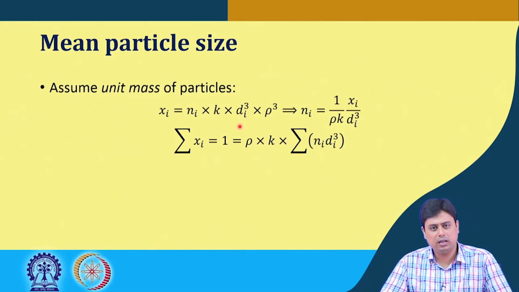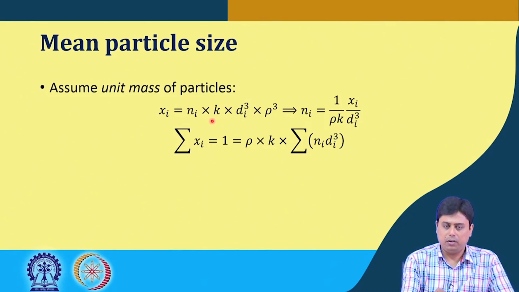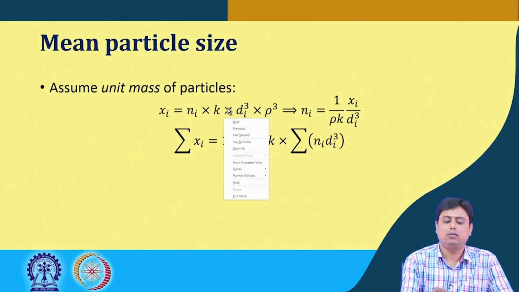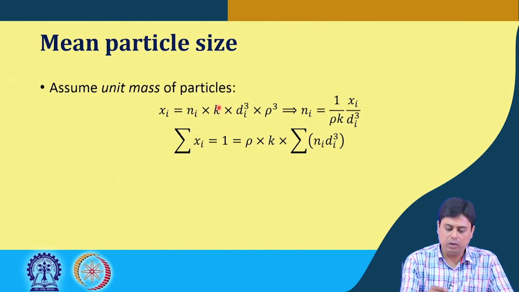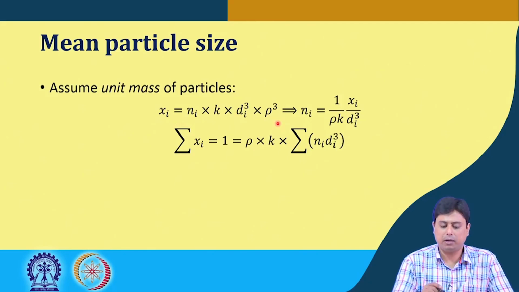Volume is the linear dimension to the power 3. That is represented here by a dimension called di, and k is a constant that depends on the shape. So, for a spherical particle this k value is pi by 6. For a cube this k value is 1. So, it is written for a generic purpose.